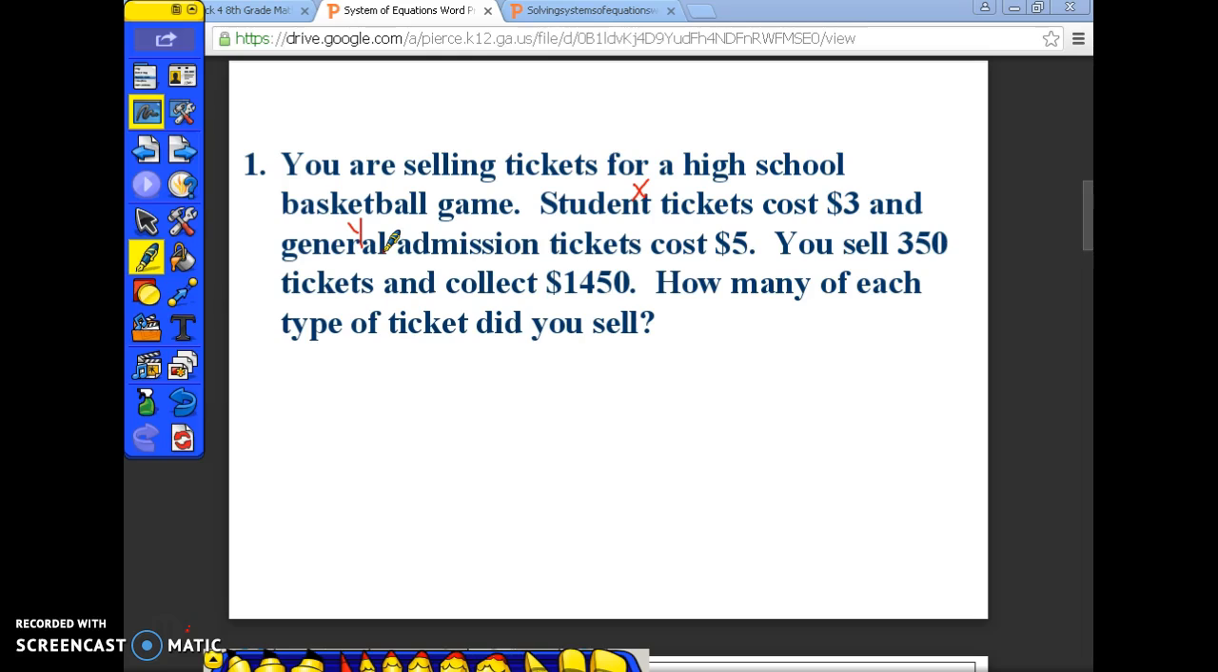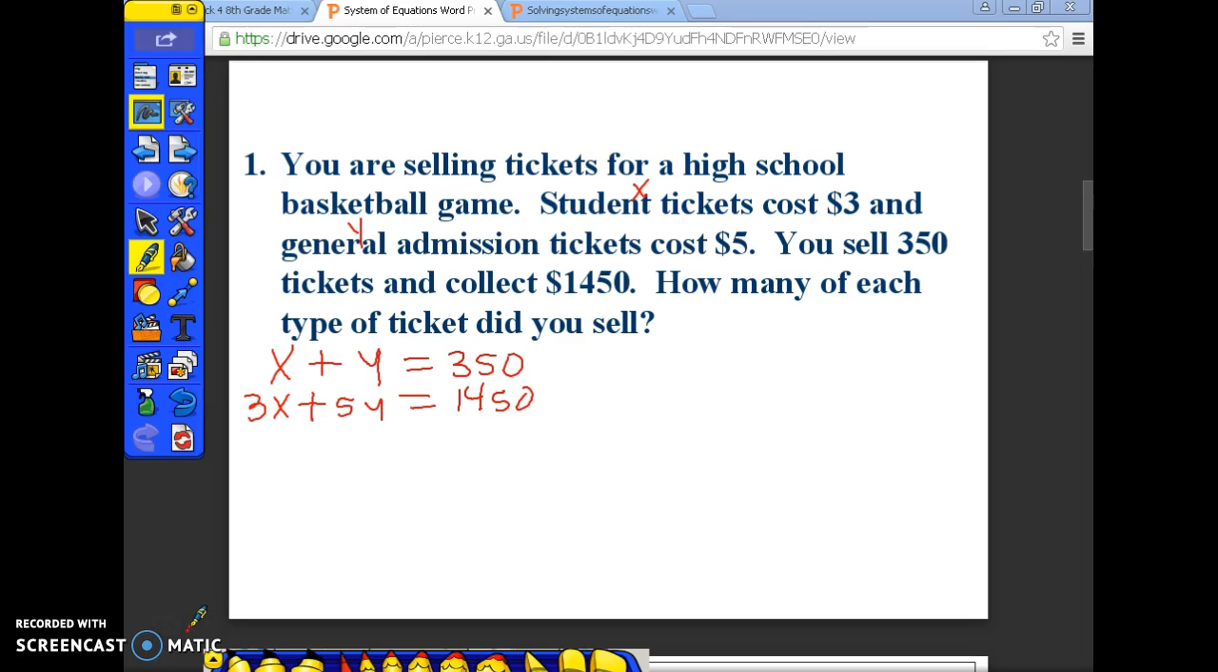We sold a total of 350 tickets, but we don't know how many of those are students and how many are general admission. So the amount of student tickets sold plus the amount of general admission tickets sold equals 350 tickets. There's one equation. Our next equation: student tickets cost $3 per ticket plus $5 per general admission ticket equals the total amount of money collected, $1,450.